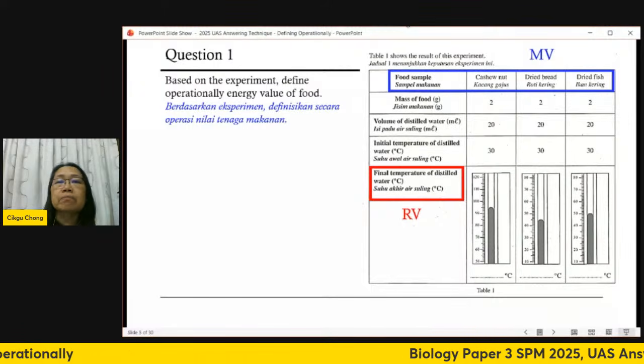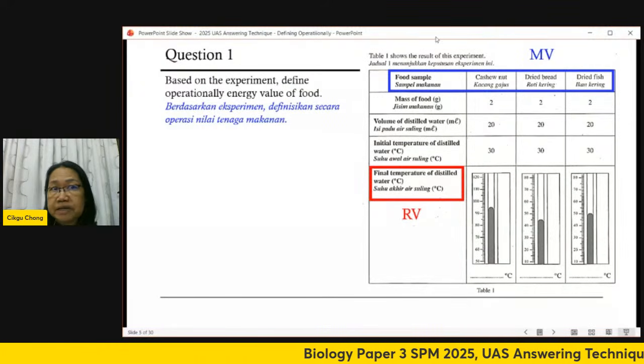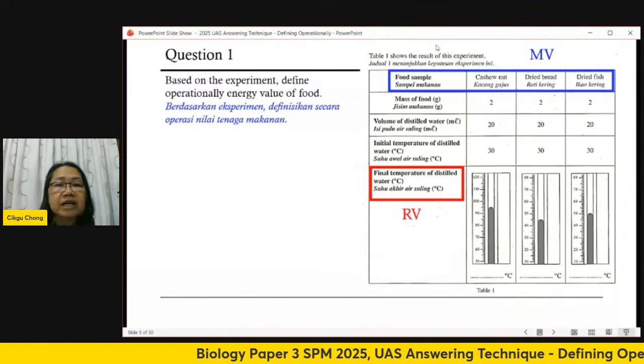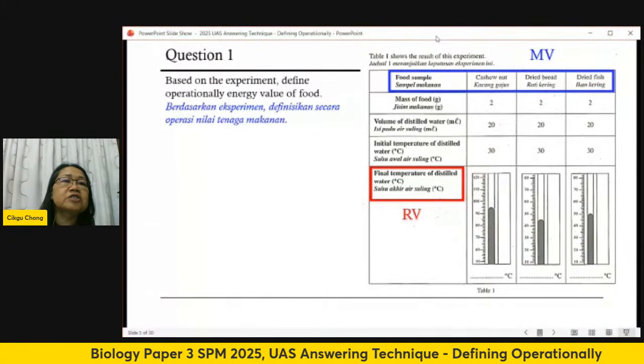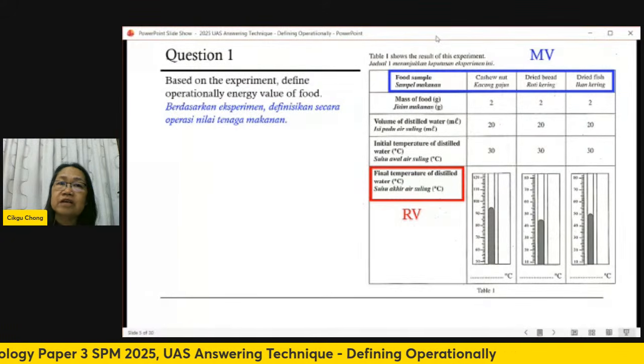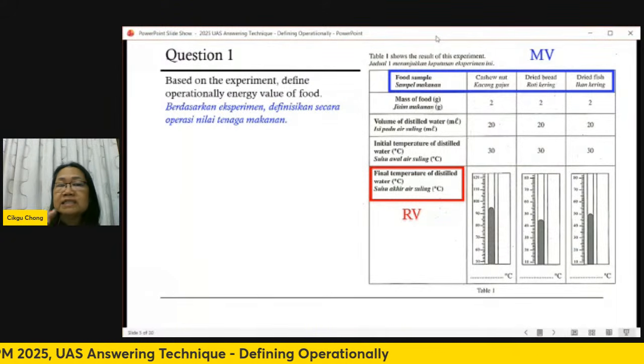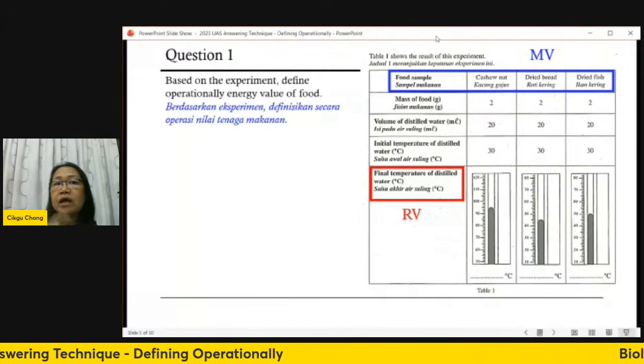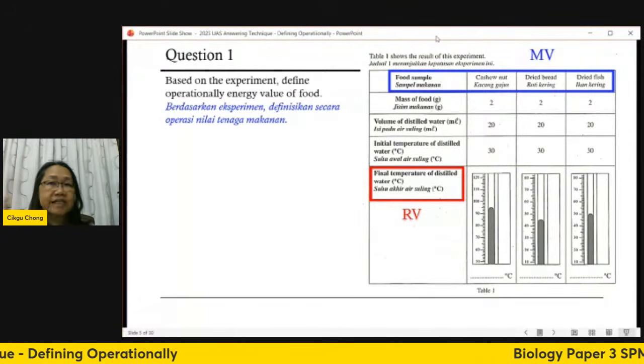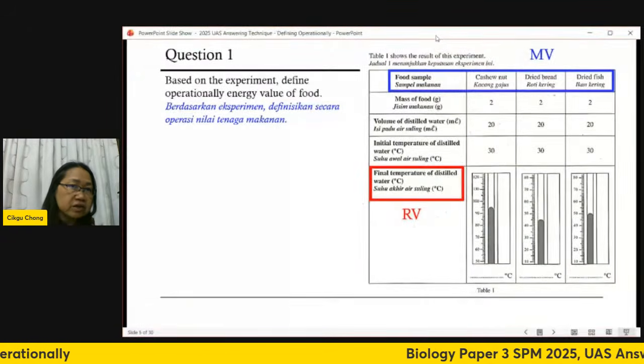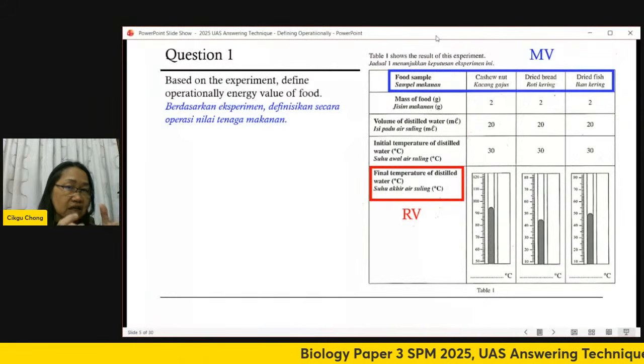Okay, so based on this experiment, this is the question: define operationally the energy value of food. The first point is you must start your answer by saying energy value is. You are answering what is the thing they ask.